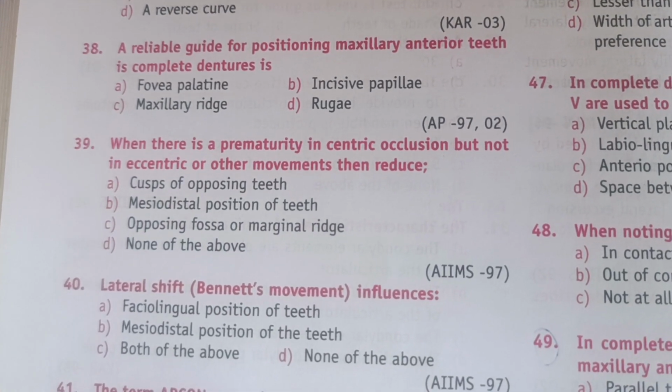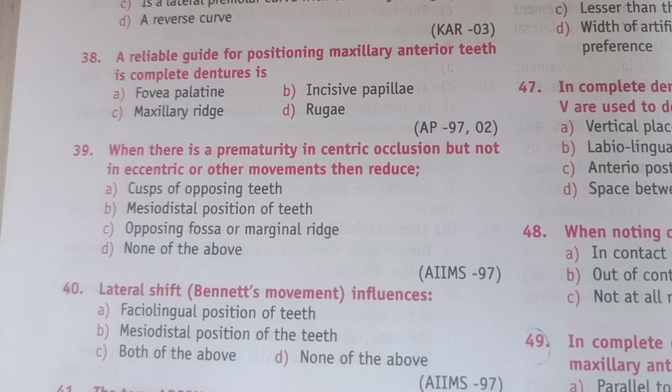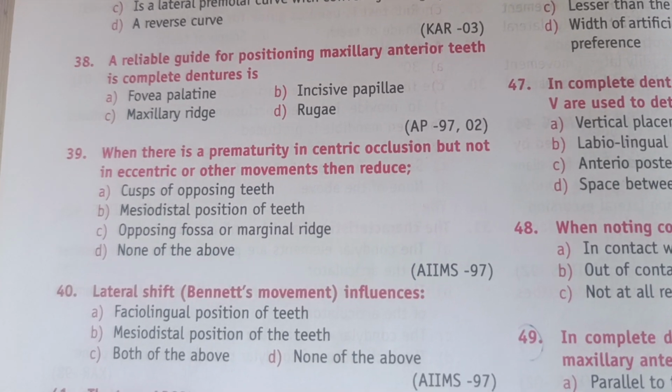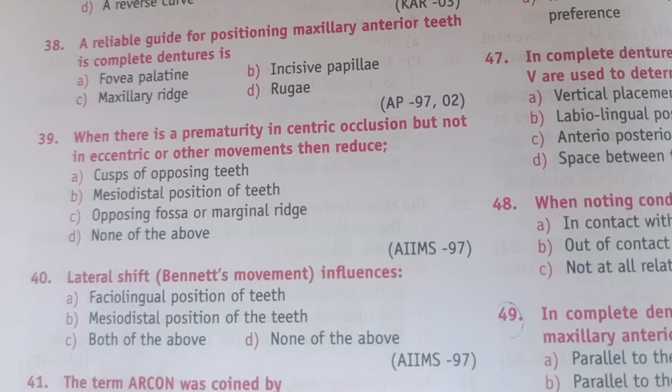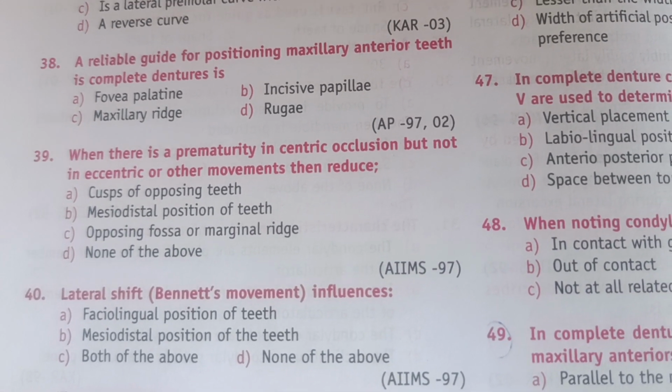Next question, a reliable guide for positioning maxillary anterior teeth in complete denture is fovea palatine, incisive papilla, maxillary ridge, rugae. The correct answer is option B, incisive papilla.